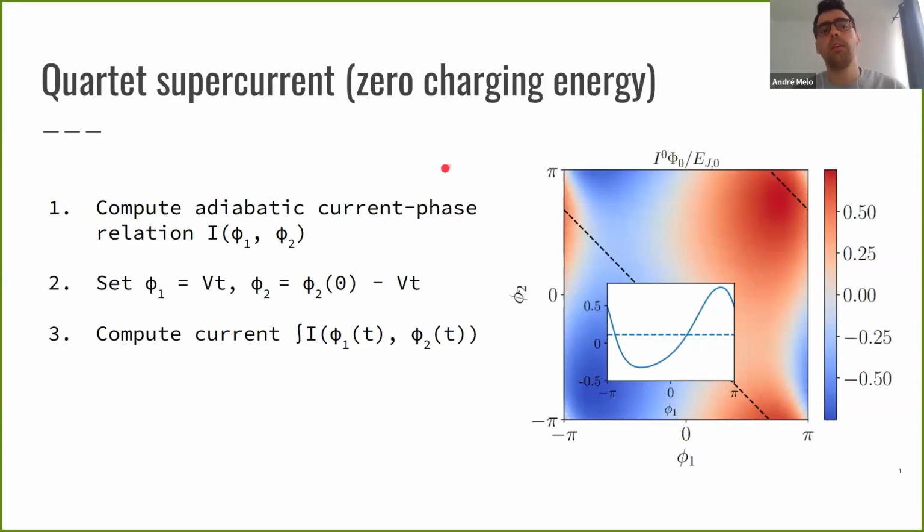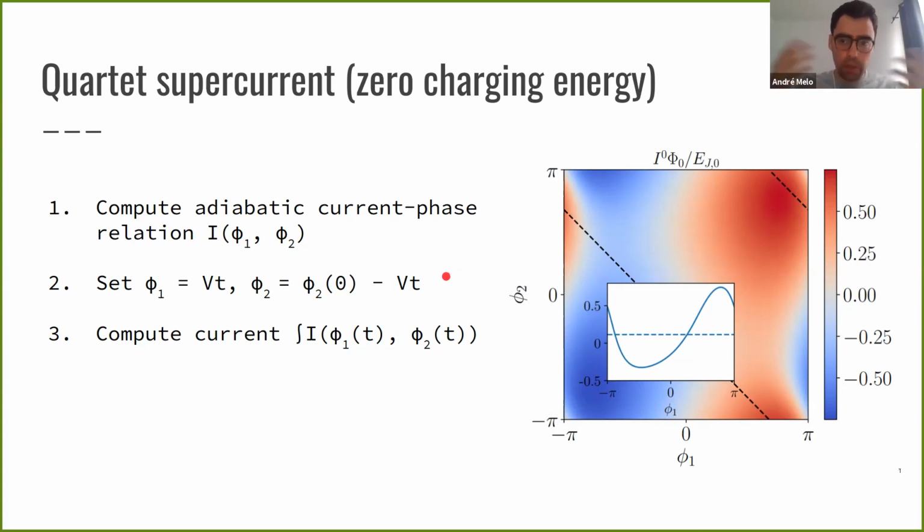So how do we do that? Well, we compute the adiabatic current-phase relation, the instantaneous current flowing to ground at some fixed phi 1 and phi 2. You do that basically by diagonalizing the Hamiltonian and taking some derivatives. And you find a current map that looks sort of like this. At some choice of phi 1 and phi 2, I have some current flowing to ground.